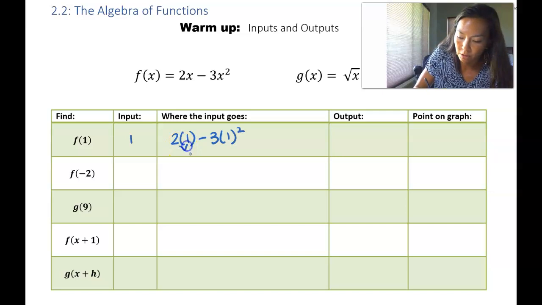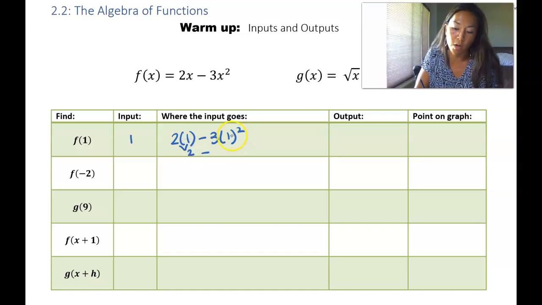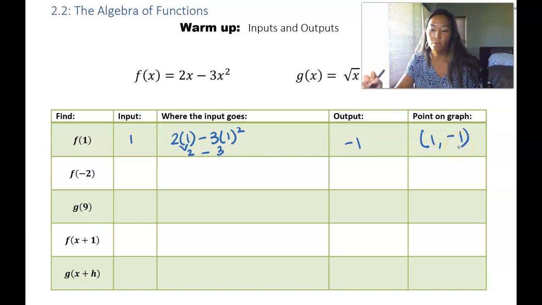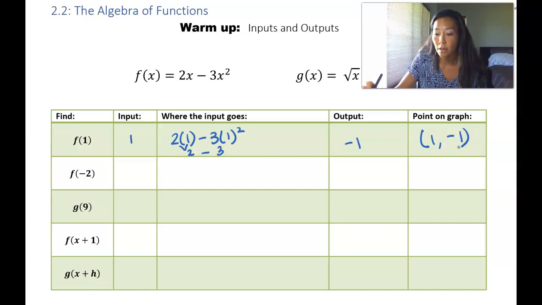Not a ton of work because this is a value of 1. So 1 squared is 1, times 3 is still 3. So the output would be negative 1. And the point on the graph would be (1, negative 1). So press pause, and then I will have this whole table filled out once you press play again.